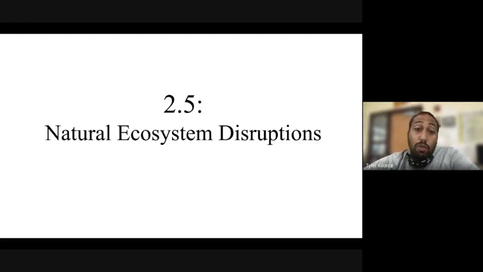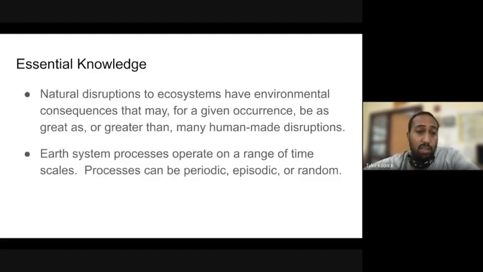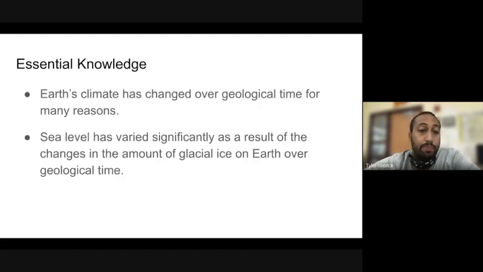This set of notes will focus on natural ecosystem disruptions. Some essential knowledge. Natural disruptions to an ecosystem have environmental consequences that may, for a given occurrence, be as great as or greater than many human-made disruptions. Earth systems processes operate on a range of timescales. Processes can be periodic, episodic, or random.